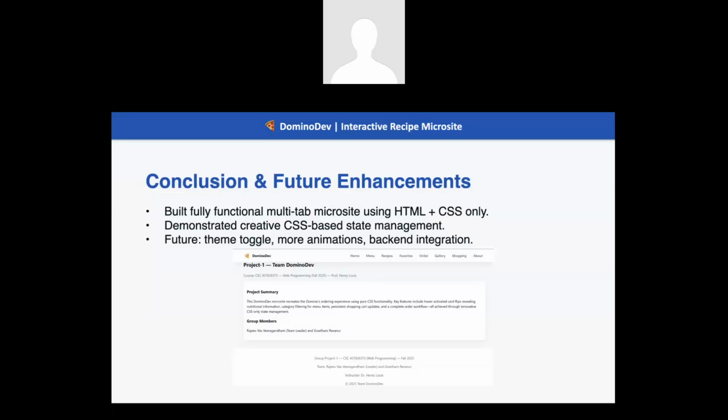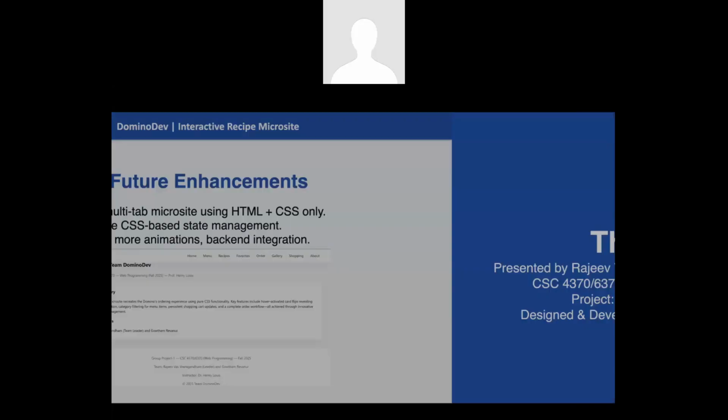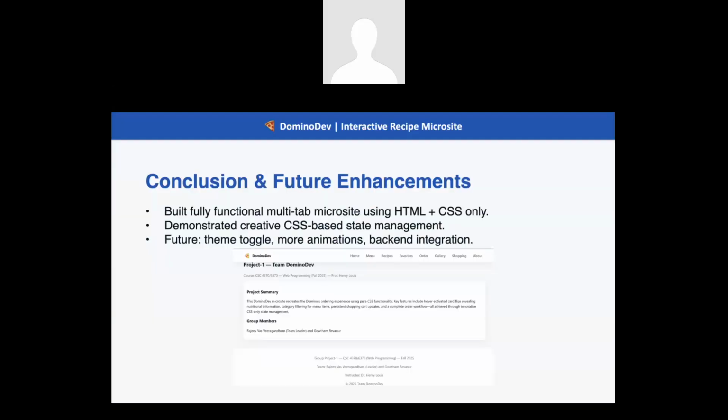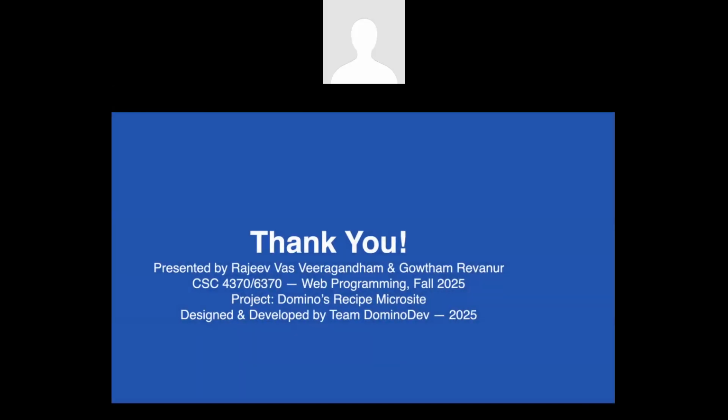So for the future improvements, we plan to add more animations, expand our themes, like we can keep a toggle between a dark and light theme, and even integrate backend support to make the site fully dynamic. We would like to do a live demo of our website, and Rajiv will now share his screen.